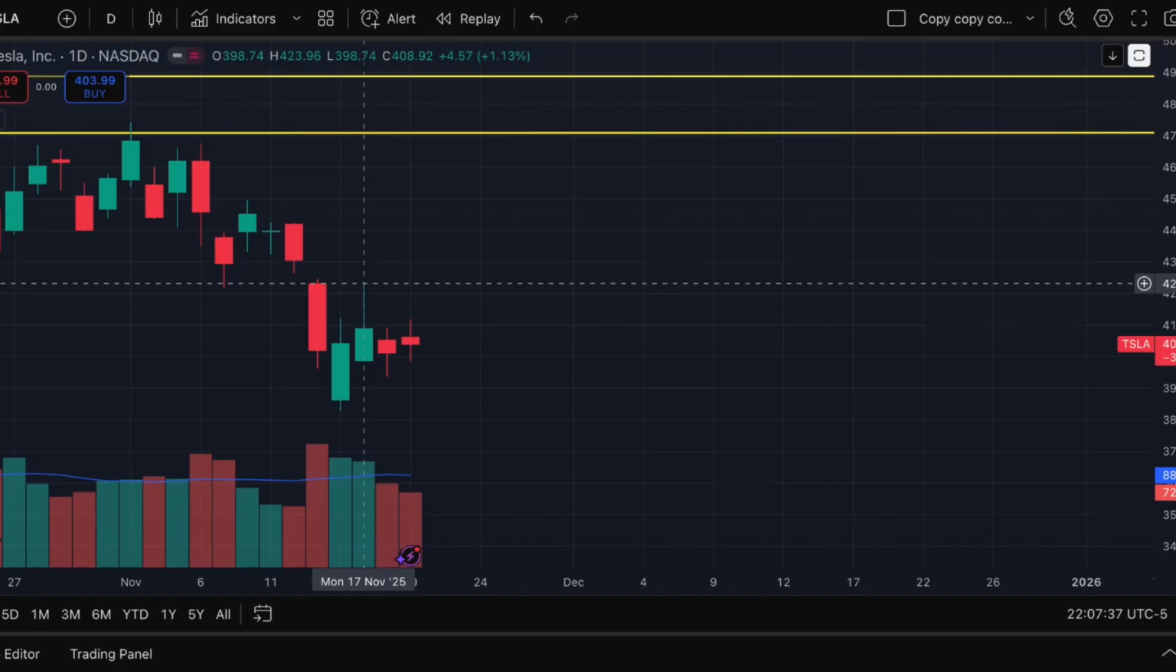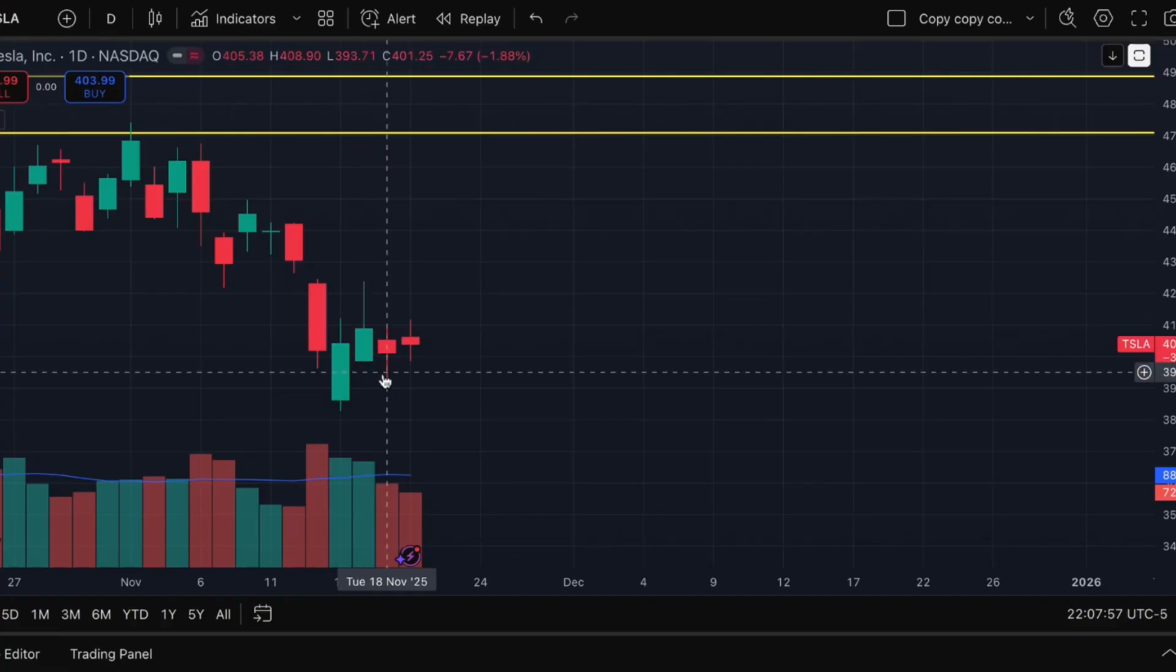So like a $25 move for Tesla, which is pretty crazy. And then the bears pushed it all the way down to close at about 409. So this is a body. This is a tail. This is a body. They pushed it all the way down to about 409.